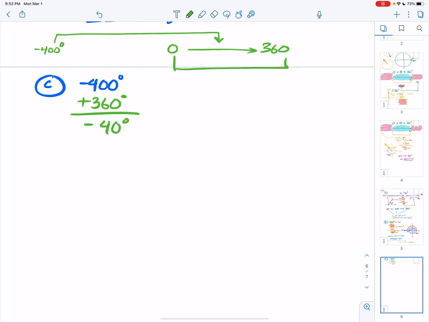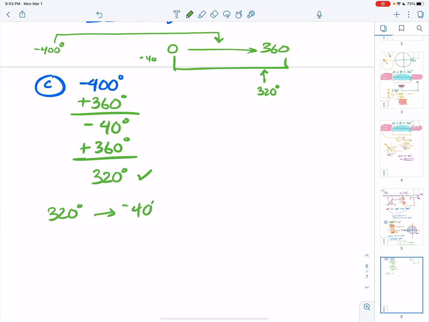Still not in between 0 and 360. Negative 40 is a little bit before 0. So we're going to keep adding until we get something in between 0 and 360. So this comes out to 320 degrees. 320 degrees is definitely in between 0 and 360, so we know we're good. So 320, negative 40 degrees and negative 400 degrees are all the same thing.